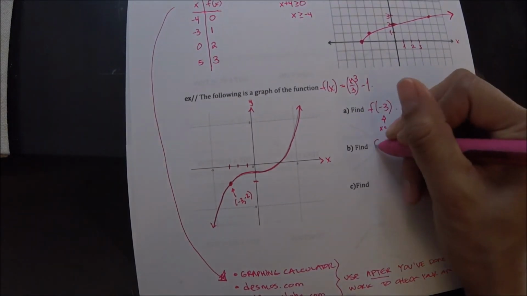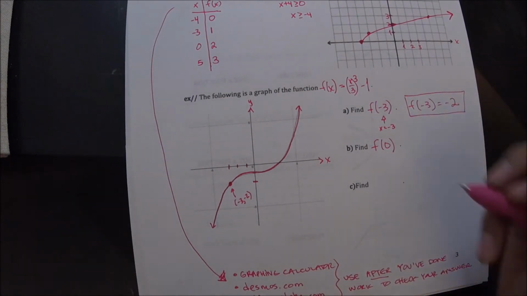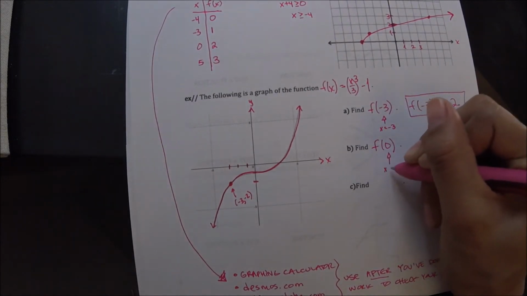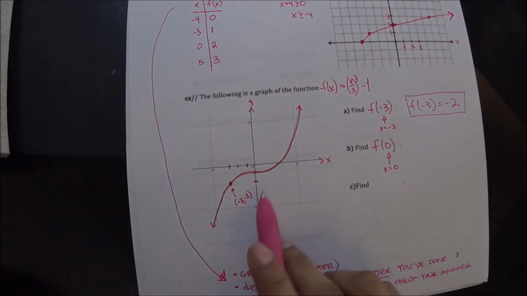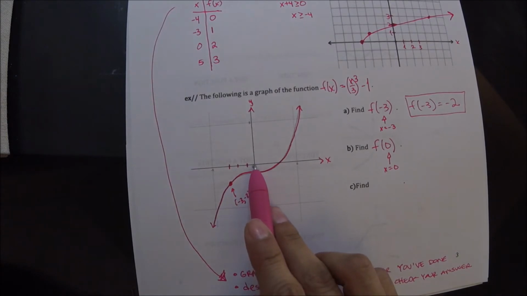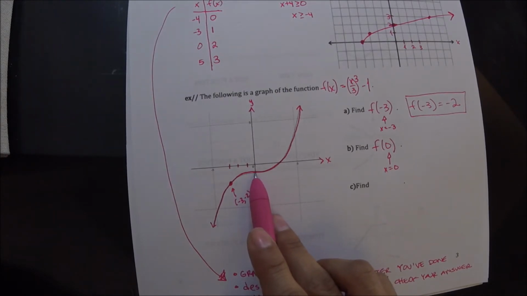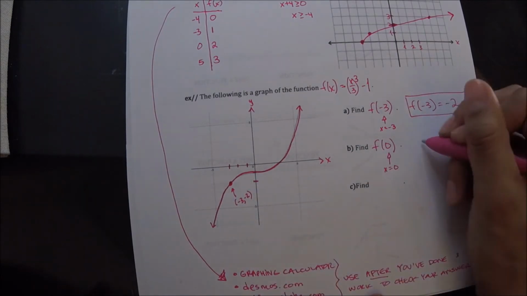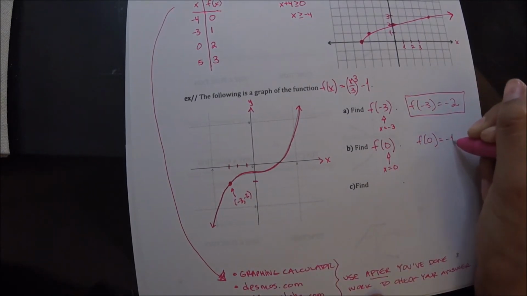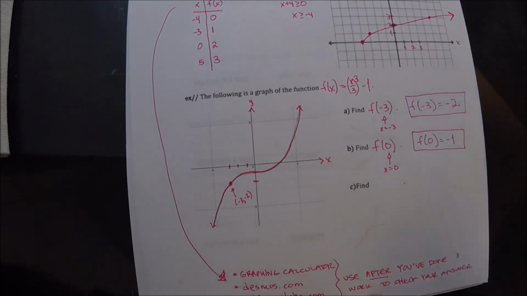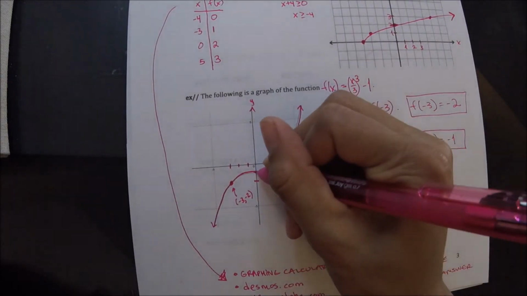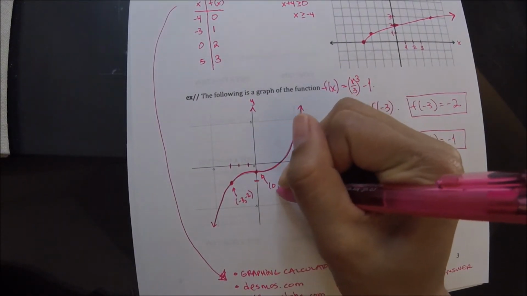Okay, let's do another one. Find f of 0. So this time, x is 0. So when x is 0, that's right here, and then we look at where the graph actually is vertically, and the y value is negative 1. So f of 0 is negative 1. So this is the point 0, negative 1.